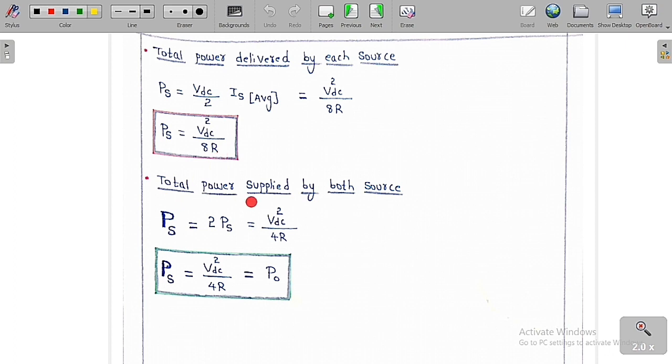But what is the total power supplied by both the sources? Two times this value. Therefore you are going to get VDC square by 4R, which is equal to the output power. So we can say that the total power supplied by both the sources is equal to the power consumed by the load. That is the meaning of this.